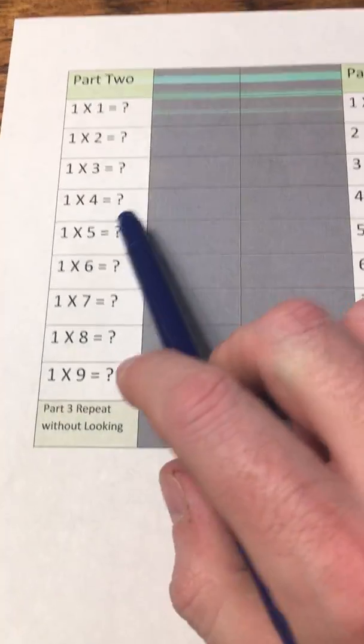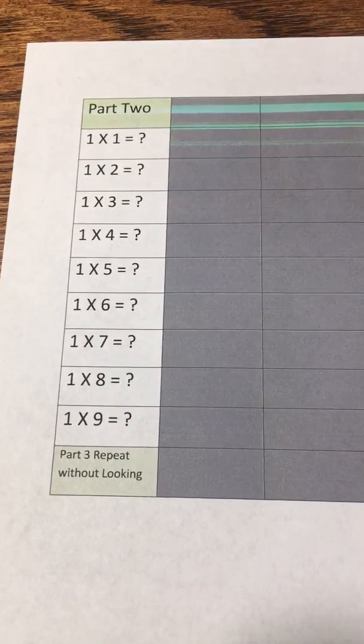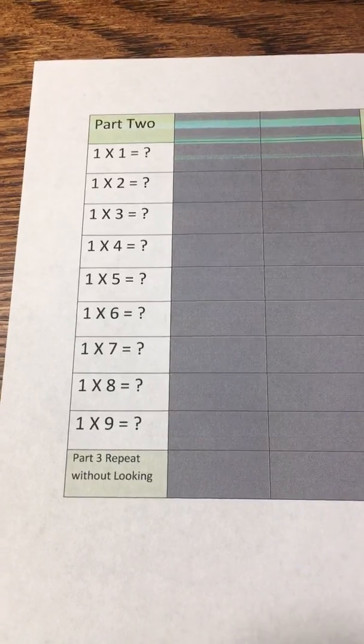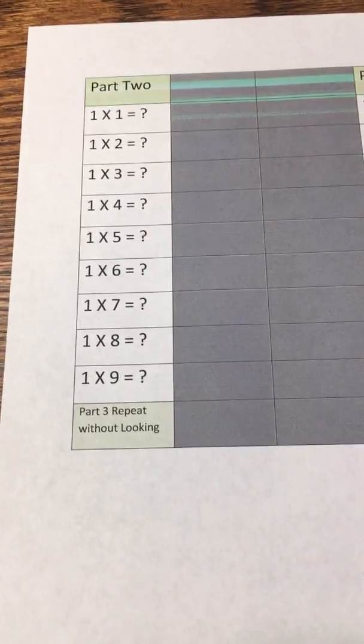Here's part 2, and this we just ask them to read it, 1 times 1, and then give the answer. So they have to go 1 times 1 equals 1, 1 times 2 equals 2, and so on. And then once they're successful with that, you do part 3, which is really they're going to do it without looking. 1 times 1 equals 1, 1 times 2 equals 2, 1 times 3 equals 3, just like that.